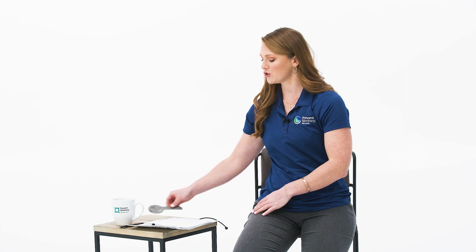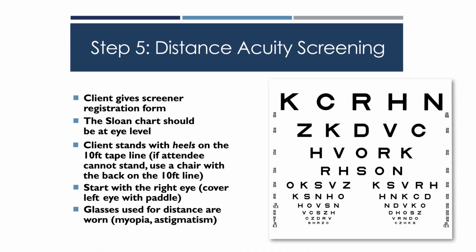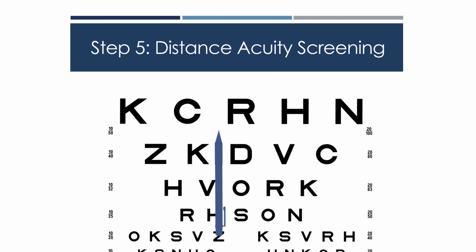Once that left eye is covered, you as the screener are going to stand next to the Sloan wall chart. When you're pointing to letters on the wall chart, you want to make sure the pen or the pointer you are using is underneath the letter and that there is enough space between the pointer or pen and the letter itself. If we are very up close to the letter we are pointing to, it might look like a different letter for the client, and in reality, they might be able to see it but say the wrong letter name.